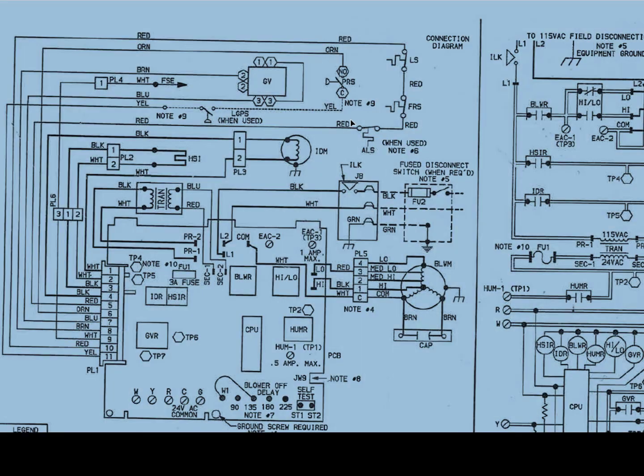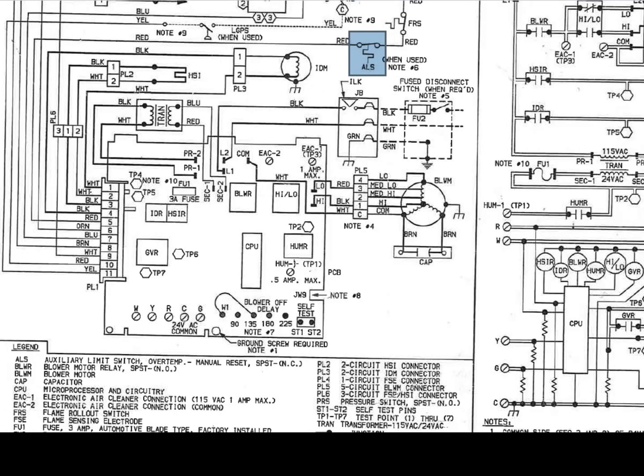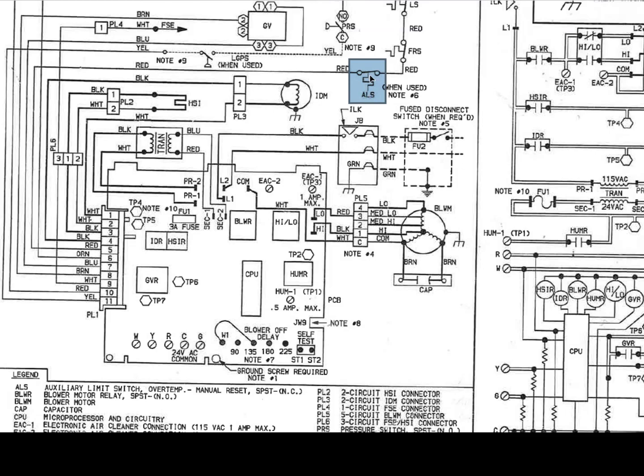So let's take a look at this ALS, auxiliary limit switch, overtemp, manual reset, single pole, single throw, normally closed. So this is a symbol for a temperature switch. See the little tail piece? That's a temperature switch, and it opens on a temperature rise. Do you see how it's normally closed? Because it's showing me in the picture that it's closed. So it's a normally closed switch, and this is a symbol for temperature.